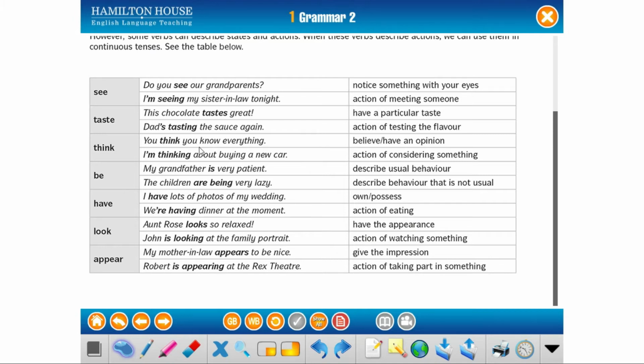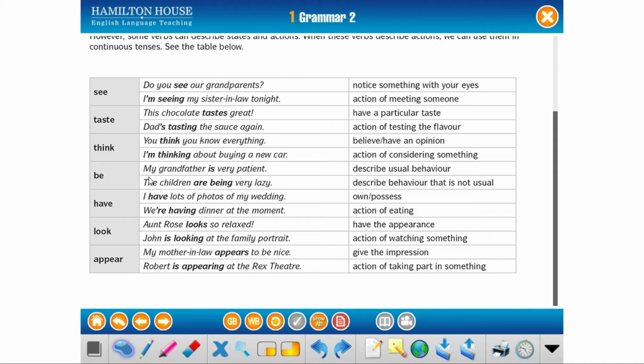If I say, you think you know everything, that means that you have a belief or an opinion. I think you are very smart. That's my opinion. But if I say, I'm thinking about buying a new car, in this case you are making a decision. That is an action of considering something. And in this case, we can add the ing termination because we can say, I am thinking about buying a new dress. I will make a decision and you will see the decision I took later.